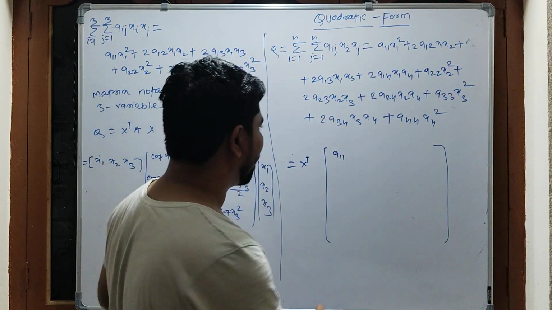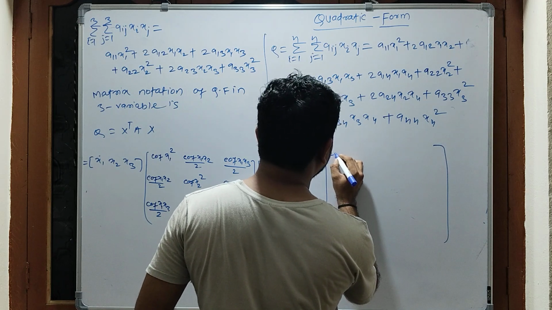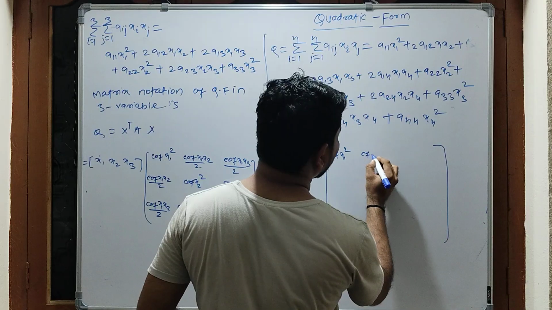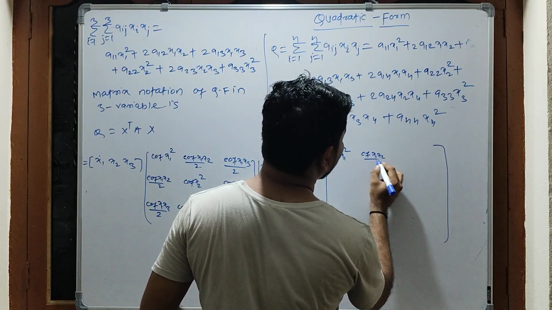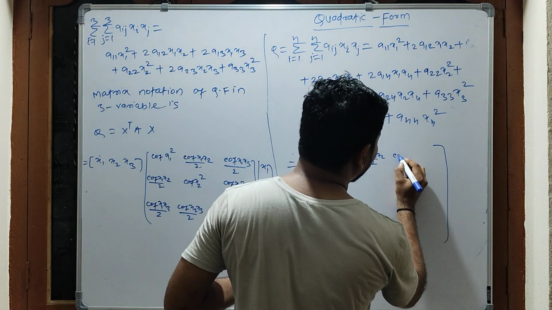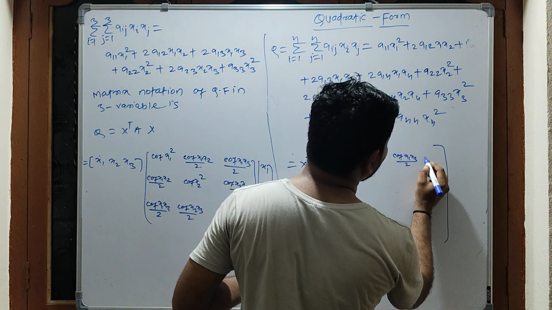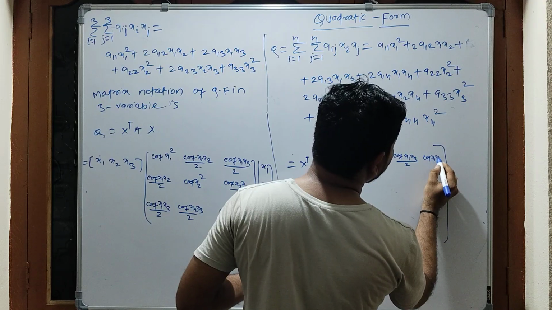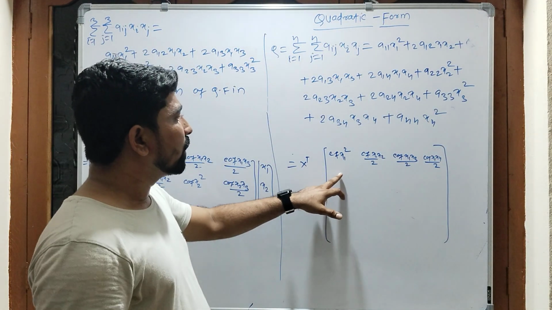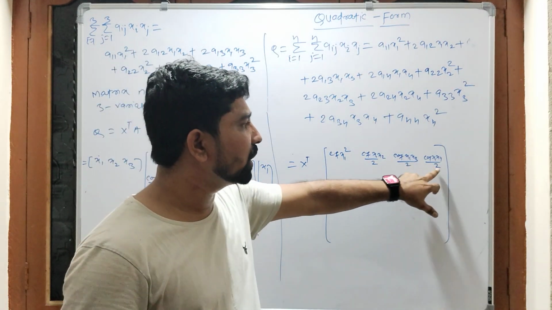Now, for the coefficient of x1 x2, first I will write here the coefficient of x1 square. Now the coefficient of x1 x2 divided by 2, the coefficient of x1 x3 divided by 2, and the coefficient of x1 x4 divided by 2. So this is my first row. This is the a11 position, a12 position, a13 position, a14 position.